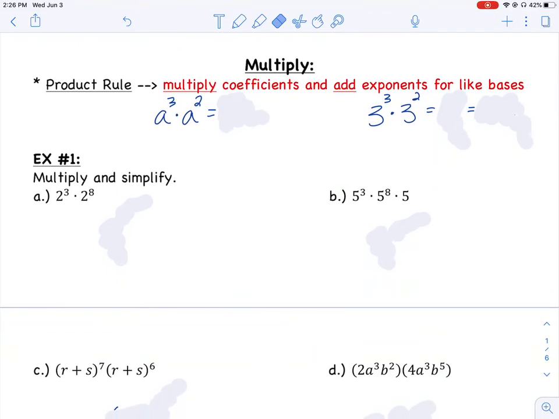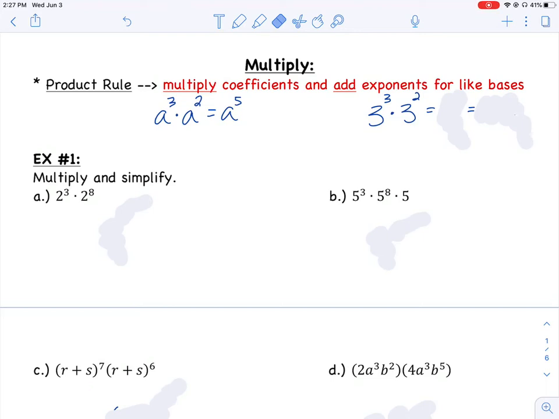When I'm multiplying like bases and they have exponents, what we can really do is combine those bases by just adding the exponents. So for example, if we have a cubed, that's 3 a's, and I have a squared, that's 2 a's, how many a's do I really have altogether? Well, I have a to the fifth. So I can combine those as long as those bases are the same by adding the exponents.